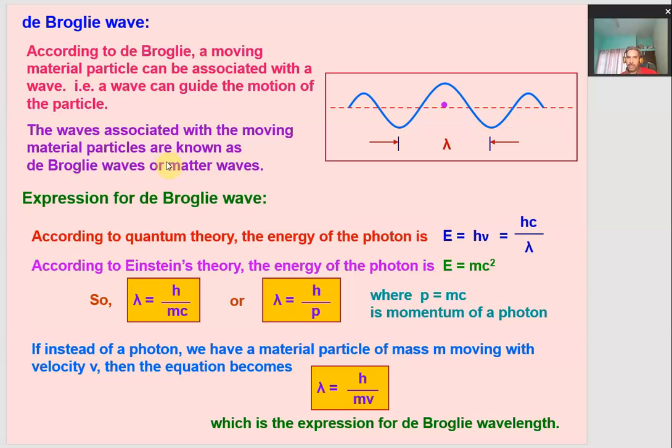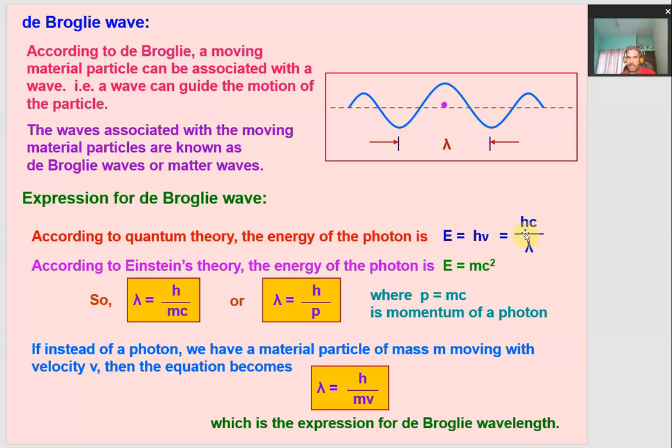According to that derivation, quantum theory says that the energy of a photon is given by E = hν, and because ν, the frequency of the photon, is written as c/λ, the energy of the photon is written as hc/λ.